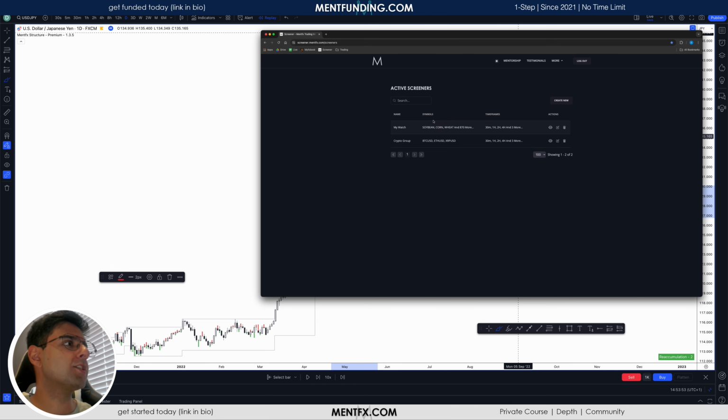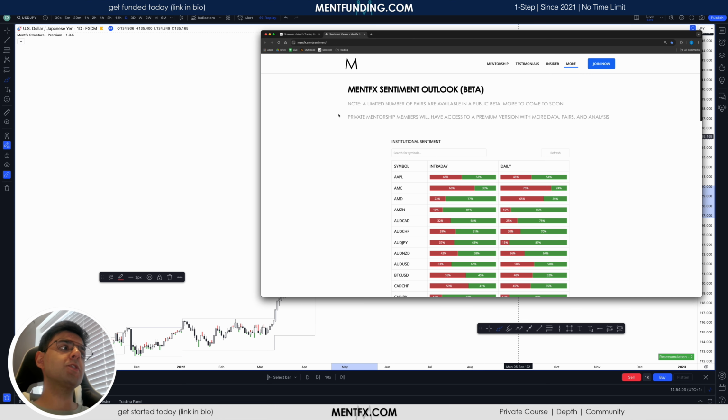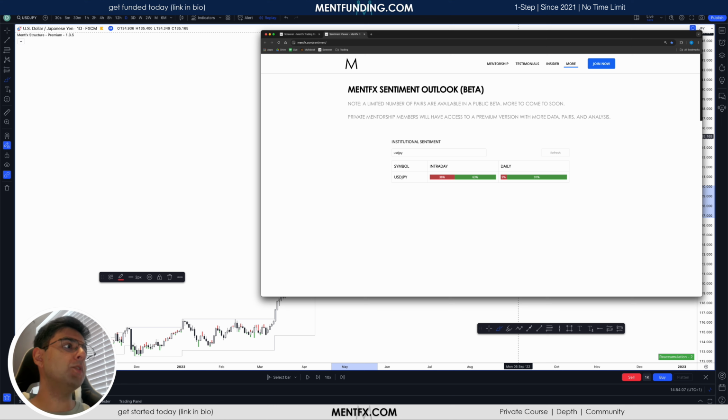Whilst it's doing that, if you head over to the mentfx.com website and then go to more, you can press sentiment viewer, and this is available to basically everyone. If I type in UJ at this moment in time, you can see that on a daily level we are pretty bullish, and on an intraday level we're a bit halfway. The reason for that is it's looking at today's day, which is Friday, the 5th of July.